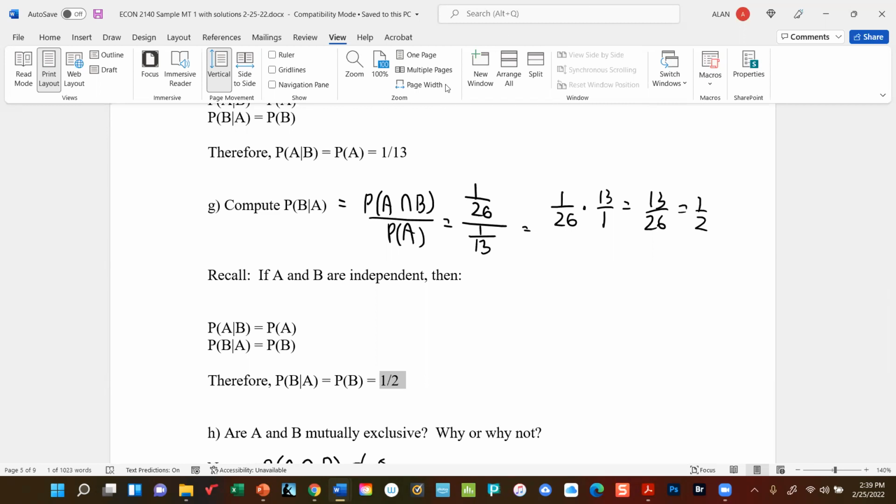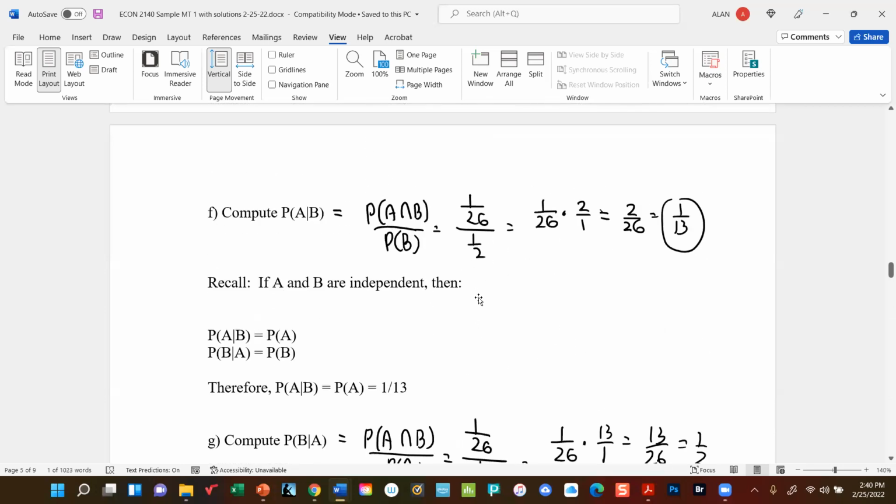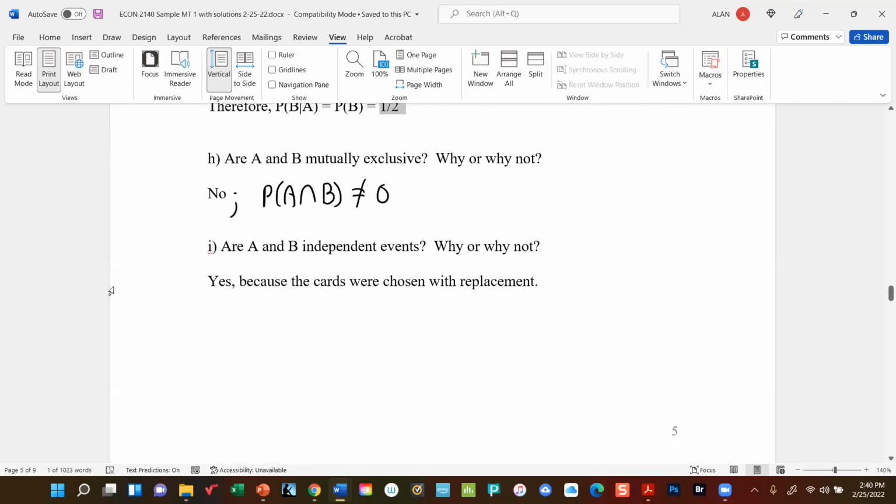All right, now, how about H? Are A and B mutually exclusive, and why or why not? The answer here is no, because we've already proven that the probability of A intersect B is not equal to 0. And that's all you have to show to prove that they're not mutually exclusive. In fact, if you remember, that probability was actually 1/26. Actually, let me add this in here. All right, so clearly it isn't equal to 0.